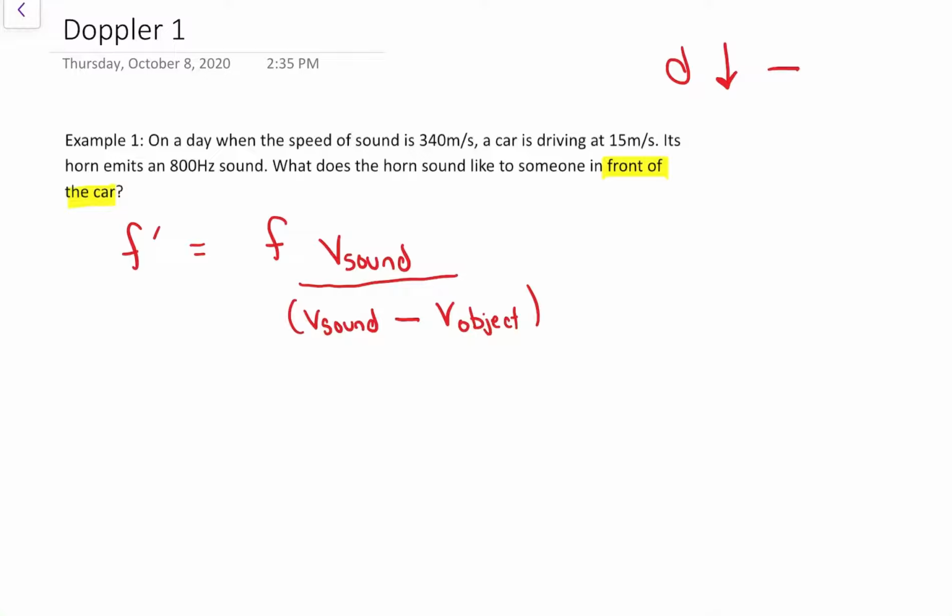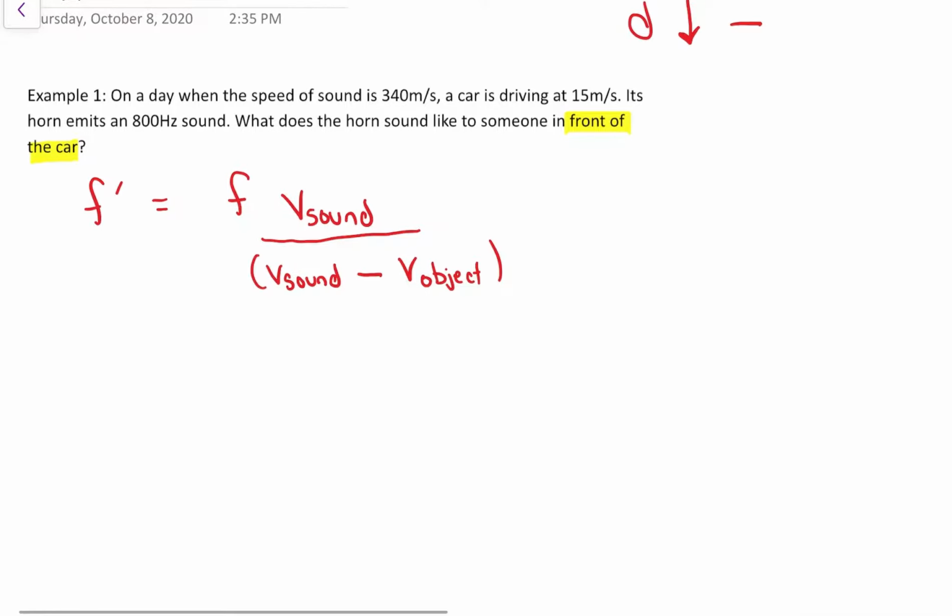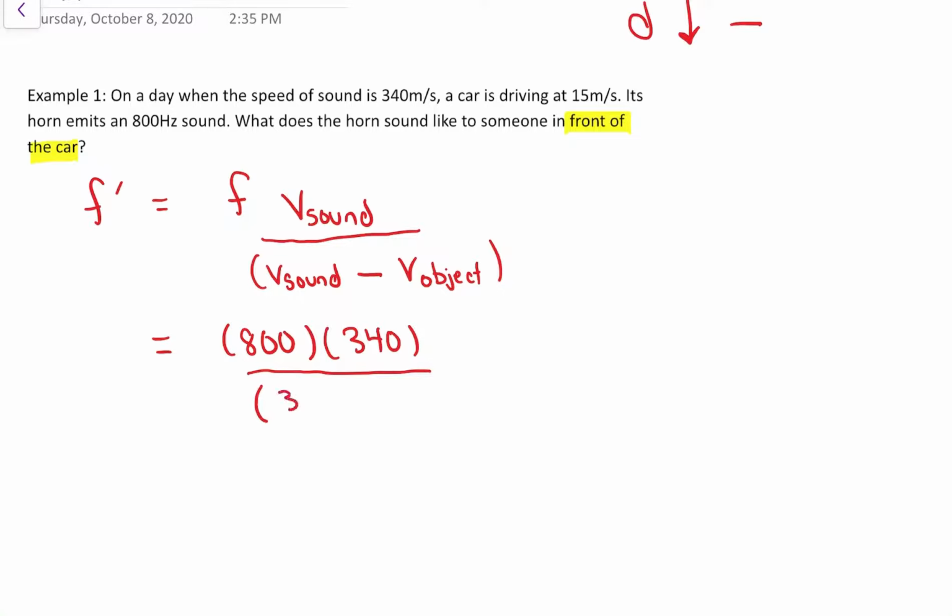For this one, now that we've done the thinking about the plus and minus, this is kind of what I would call a plug and chug. I know the frequency is 800. Also on the numerator is the speed of sound. In this case, it was given. Maybe another time I would give you the temperature and you could find it out. The denominator under the whole thing is the speed of sound minus the speed of the object. Oops. The speed of the object was 15.